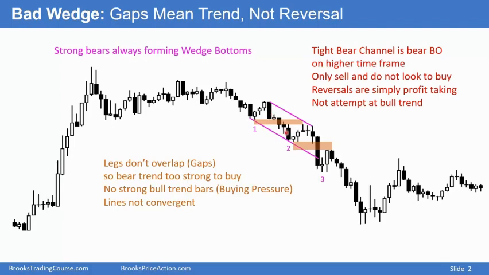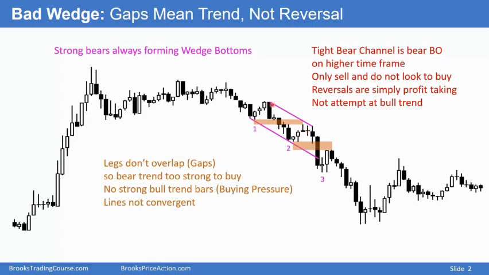And look at this. We have a leg down and we have a reversal attempt, but the high did not go above the low of the breakout point. There's a gap. We have another bear breakout, another reversal attempt, good looking bull bar, but it did not close the gap. This bear trend is forming gaps. When the legs do not overlap, when you're forming gaps like that, the bear trend is too strong to buy.